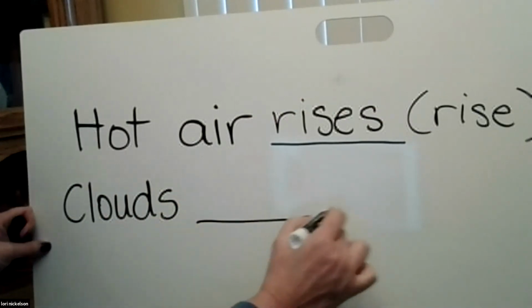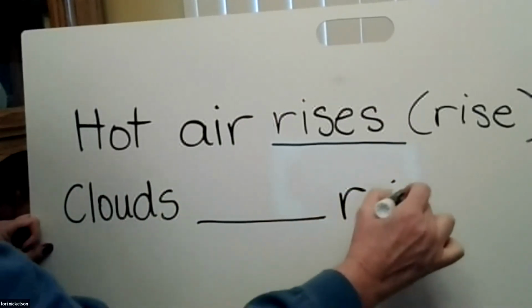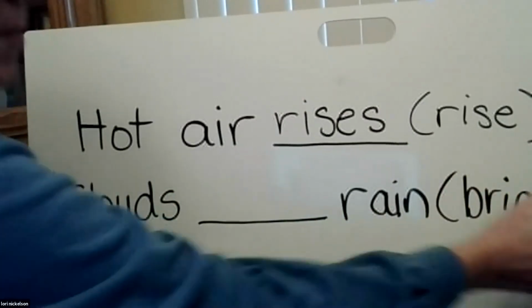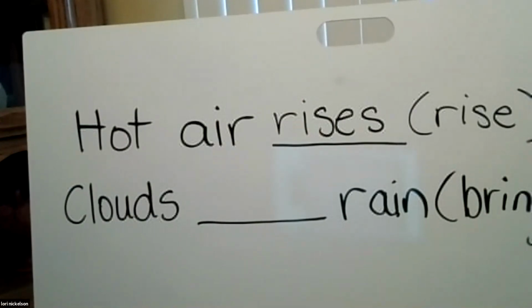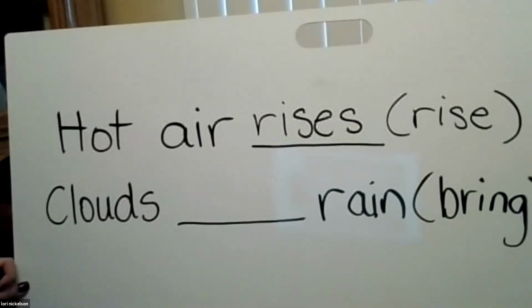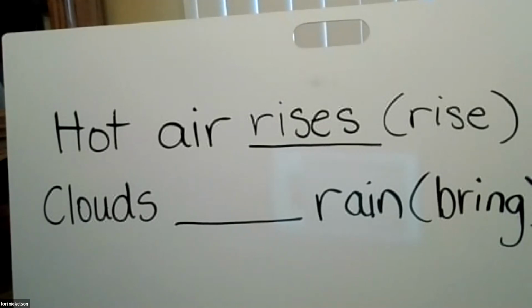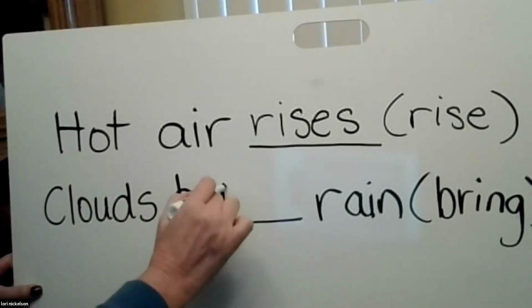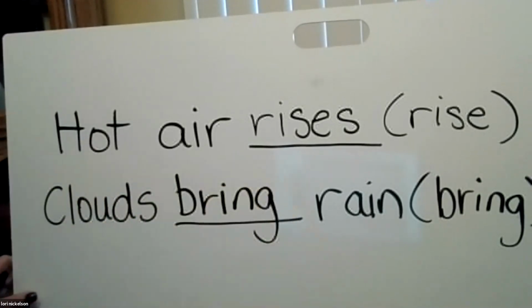Okay. What about this one? Clouds blank rain. And we're going to use the verb bring. So let's think about this. Clouds bring rain or clouds brings rain? Would be bring because this is already plural. That means this would be singular, meaning now. Okay. All right. And one more.